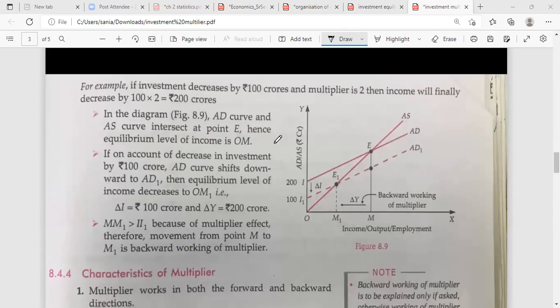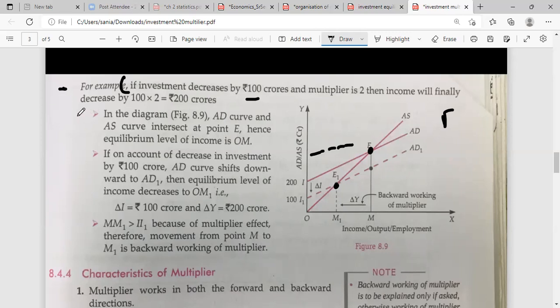So now basically this is the backward one. Usually in the question paper you get the forward one, not the backward one, but in case they ask. Over here you will draw this. In the forward one, what was happening? Your AD was shifting here, right? But in backward it will shift downward. So from here you are coming downward, right? So you will write this: if investment decreases by 100 crore and the multiplier is 2, then income will finally decrease by 100 multiplied by 2, which is 200 crore.